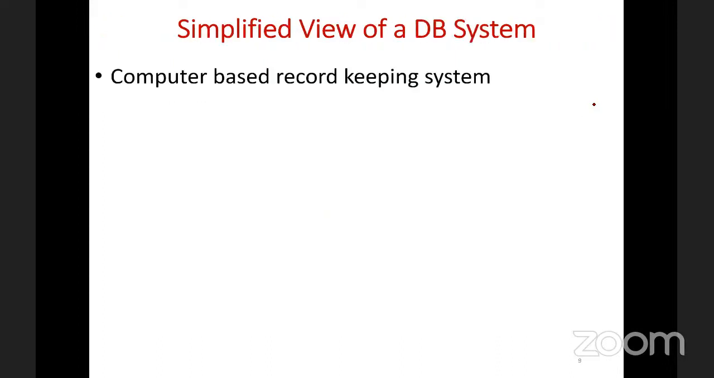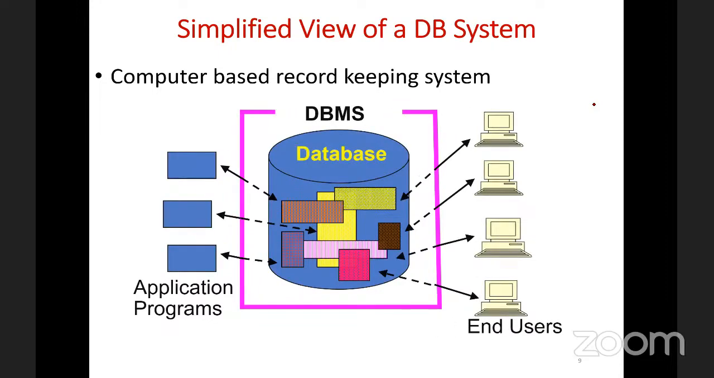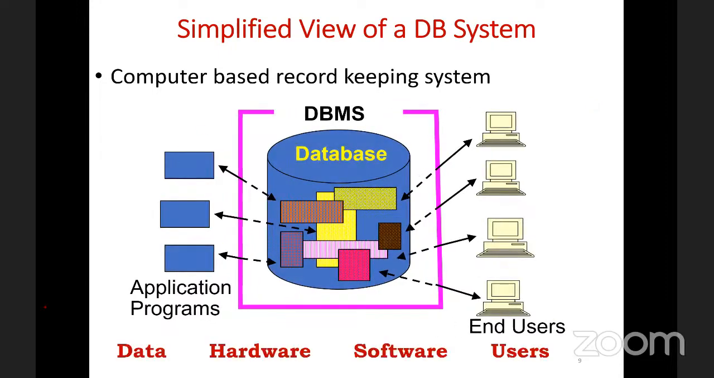Now let us see the simplified view of a database. A database system is a computer-based record keeping system. Here you can see that four components are involved: data, hardware, software, and users. This whole is your data. Surrounding this data, you can see a safety wall, that is your DBMS. Then you can execute application programs which require data from this database, or there are end users who can directly write queries on this database.